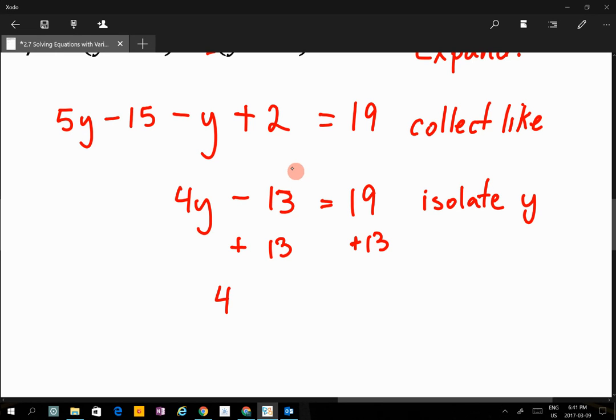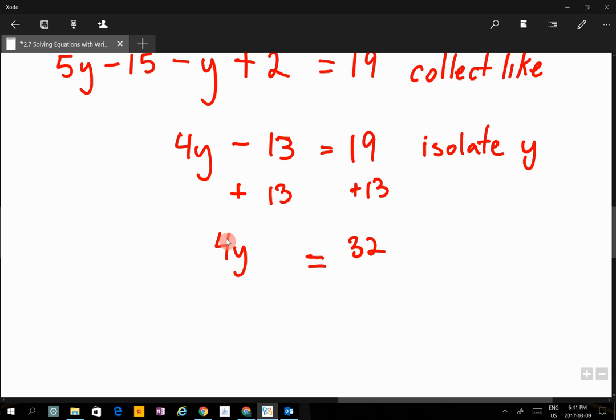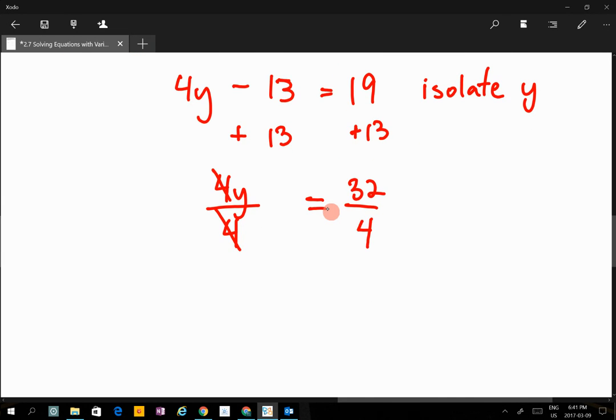So here I have 4y equals 19 plus 13 is 32. Negative 13 plus 13 is 0, so that's why I have just 4y on the left. Now, if I want to isolate y, the last step would be to divide both sides by 4. Okay, 4 over 4 cancel out and become 1. y equals 32 over 4 is 8. And there's my answer.